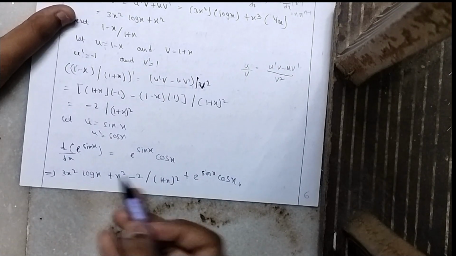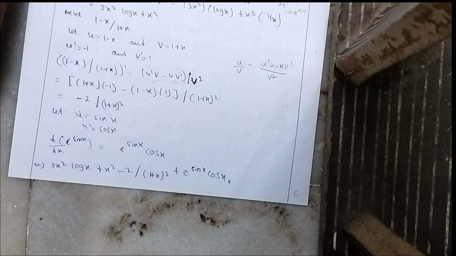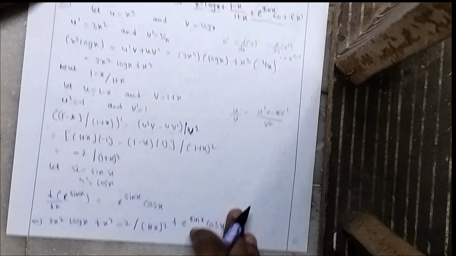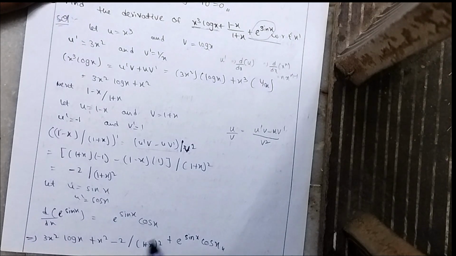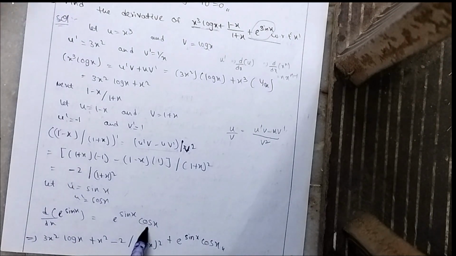So that means the values are: first one, x³ log x gives 3x² log x + x²; then -2/(1+x²); plus e^(sin x) cos x. This is the derivative.